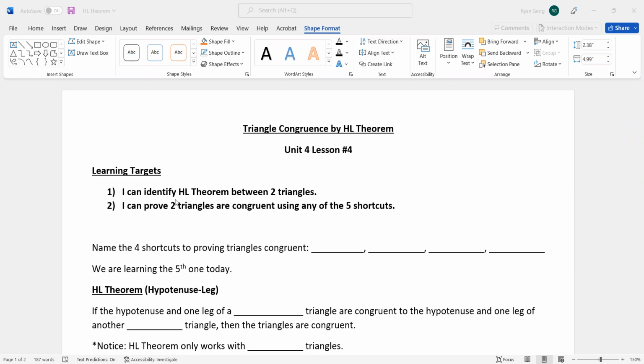So name the 4 shortcuts to proving triangles congruent. We've done 4 of these in the last 2 lessons. The first 2 were SSS and SAS, and then the last 2 were ASA and AAS. We are learning the 5th one today. The 5th one is a little different, I will tell you that. It's called HL theorem.